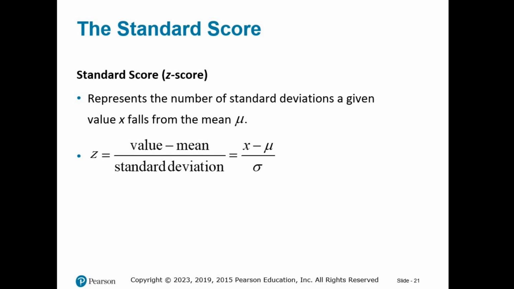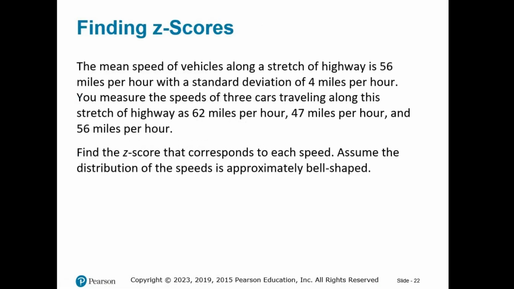Let's do an example. The mean speed of vehicles along a stretch of highway is 56 miles per hour with a standard deviation of 4 miles per hour. You measure the speeds of 3 cars traveling along this stretch of highway as 62 miles per hour, 47 miles per hour, and 56 miles per hour. Find the z-score that corresponds to each speed. Assume the distribution of the speeds is approximately bell-shaped.